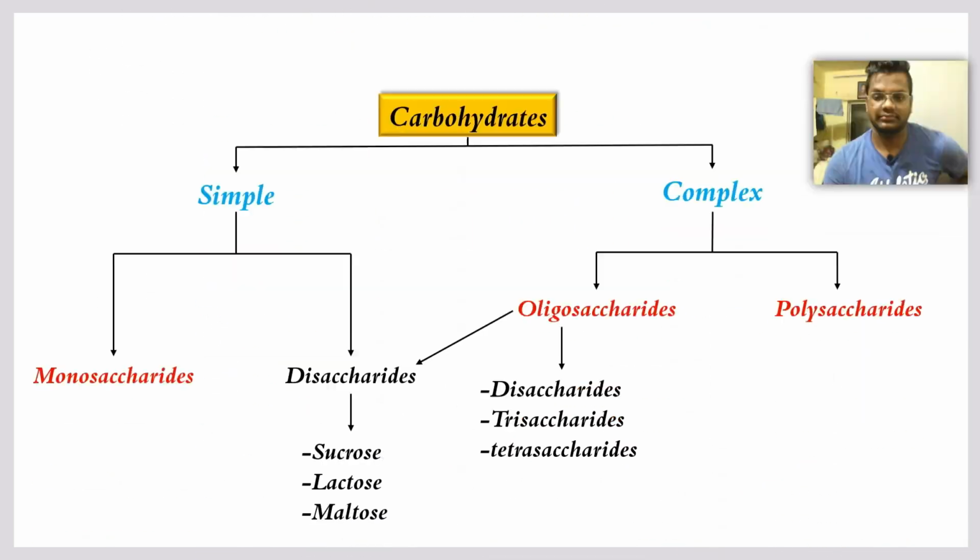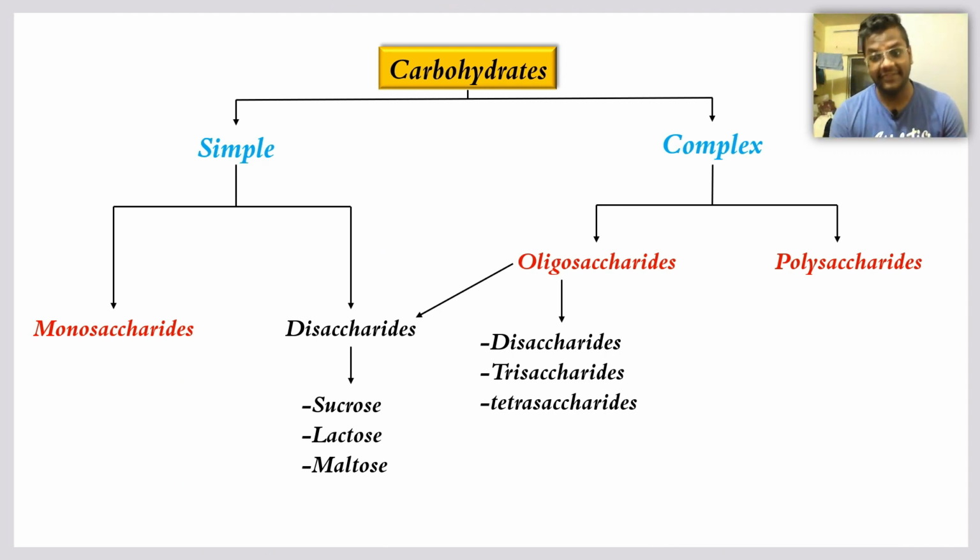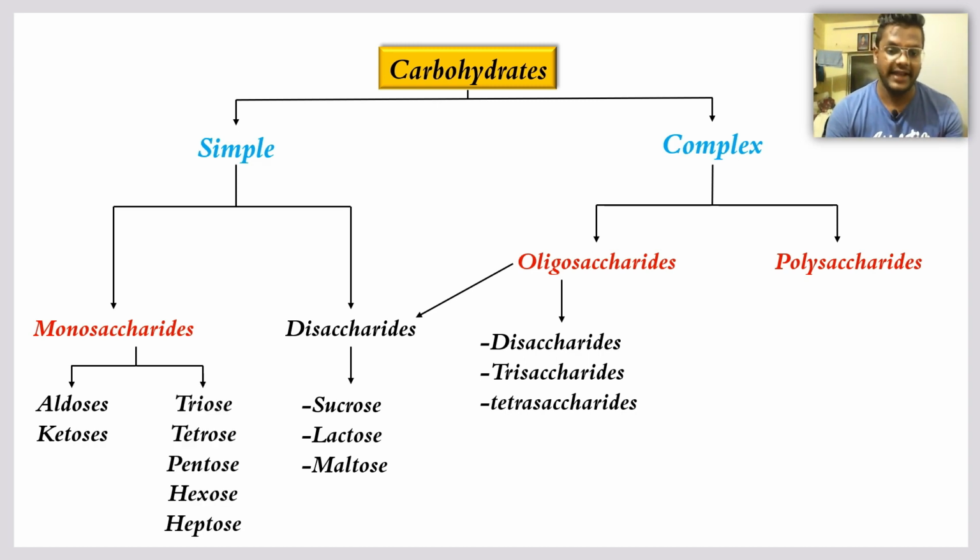That's why. Now, do you know we can further classify monosaccharides also? That too, we have two classifications. Firstly, we can classify them on the basis of functional groups. If it has an aldehyde, then aldose, and if ketone, then ketose. Easy, right? Then on the basis of number of carbons, we can have 3 carbon triose, 4 carbon tetrose, 5 carbon pentose, hexose, heptose.